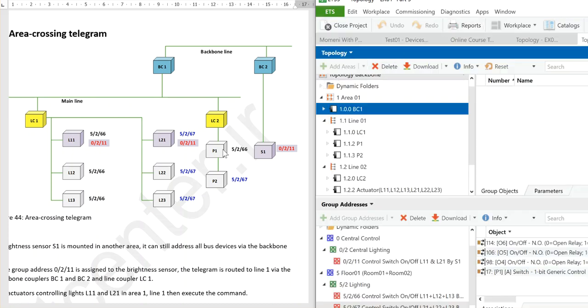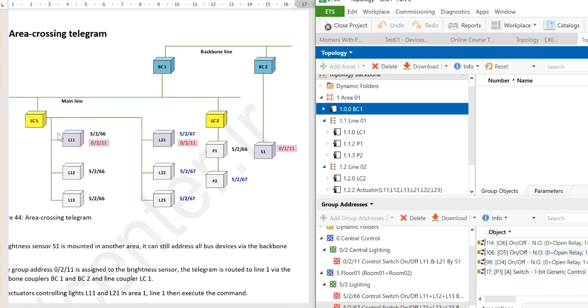When you press push button P1, the packet of data comes to line coupler number 2 here and is broadcast, with the destination address of 5 to 67. Because it exists in the filter table here, it's routed, and this line coupler 1 executes it.